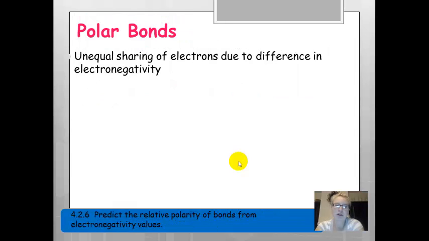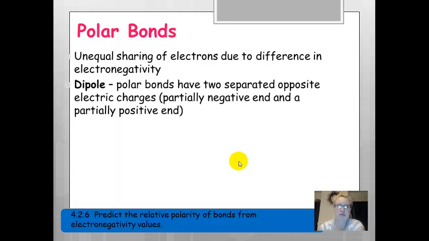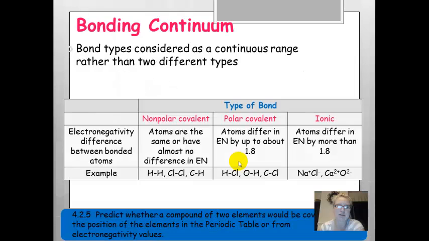Remember that polar bonds result from unequal sharing of electrons because one atom is more electronegative than the other. We call this a dipole when polar bonds have 2 opposite electric charges. So one end is partially negative and one end of the bond is partially positive.